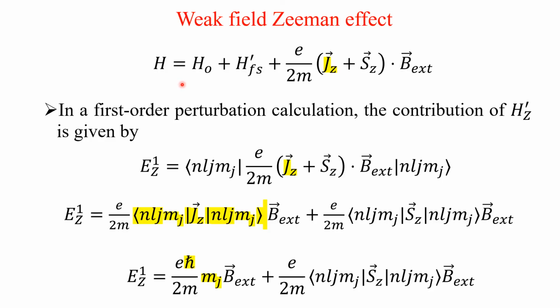So now the total Hamiltonian can be written as H naught, the unperturbed Hamiltonian, plus the perturbed Hamiltonian of fine structure, and this third term is the perturbed Hamiltonian due to the Zeeman effect. In first order perturbation calculation, the contribution of the perturbed Hamiltonian due to the Zeeman effect can be written as E_Z^(1), where one represents first order correction and Z represents Zeeman effect. So it's equal to the expectation value, <n l j mj| e divided by 2m (Jz plus Sz) B |n l j mj>.